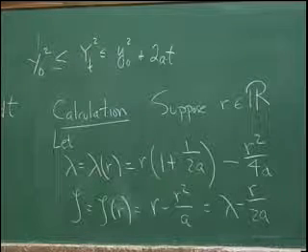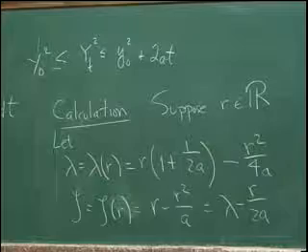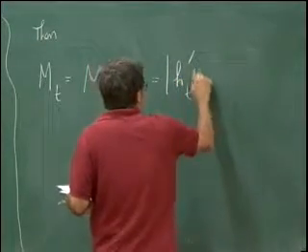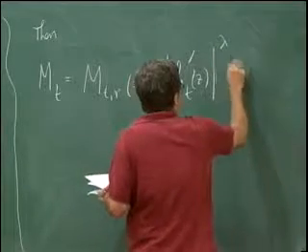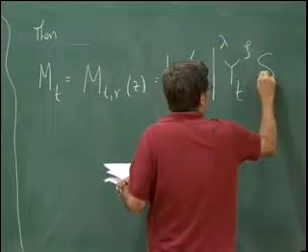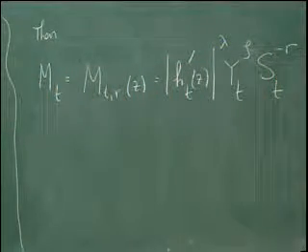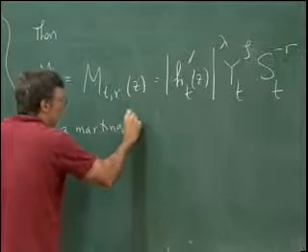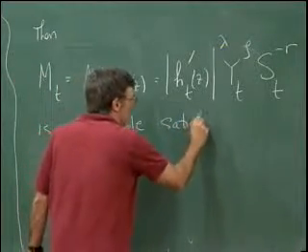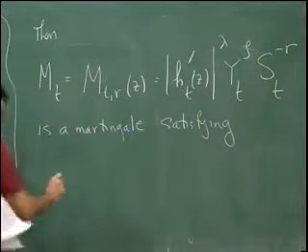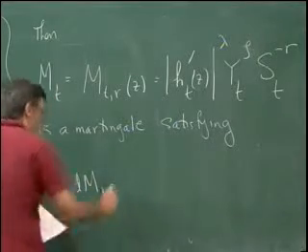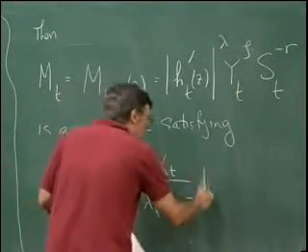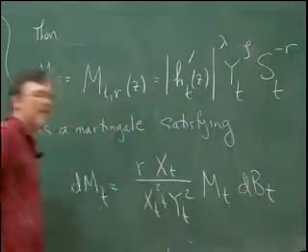If I let M_t, and this depends on R and Z, but I'll make that just implicit, be h_t prime of Z to the lambda, Y_t to the zeta, S_t to the minus r, this is a martingale satisfying dM_t equals r X_t over X_t squared plus Y_t squared M_t dB_t.